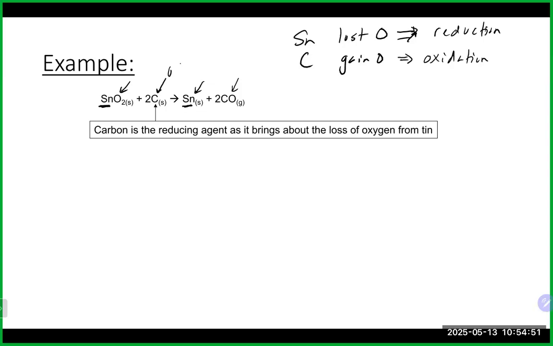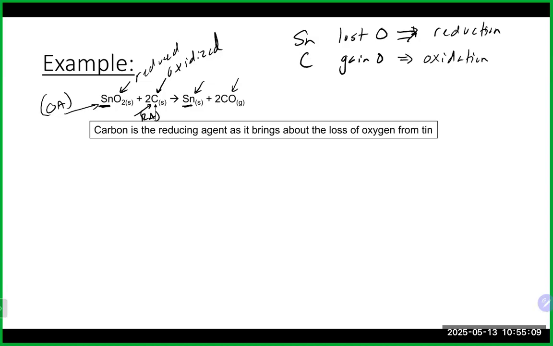So here, the carbon is being oxidized. The tin here is being reduced. And because of that, the tin would be our oxidizing agent. The carbon would be, as it says there, our reducing agent in this case.